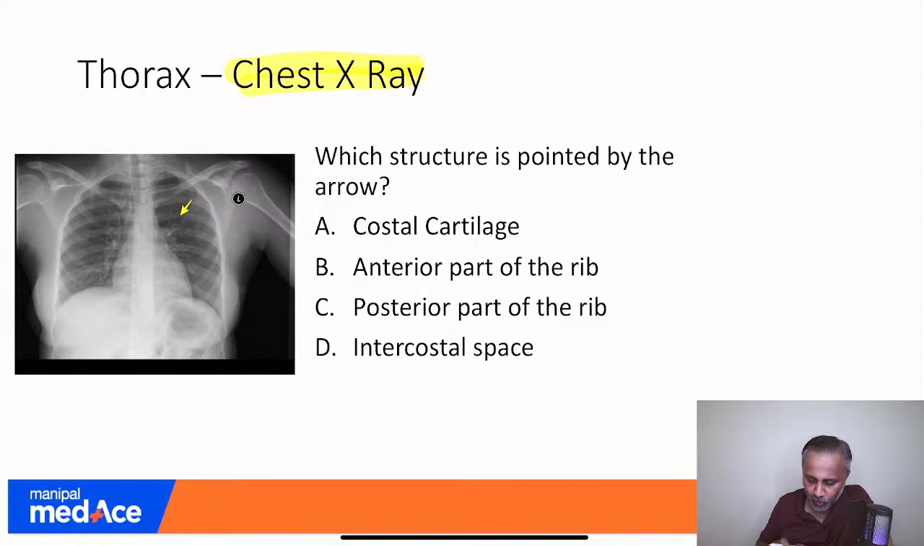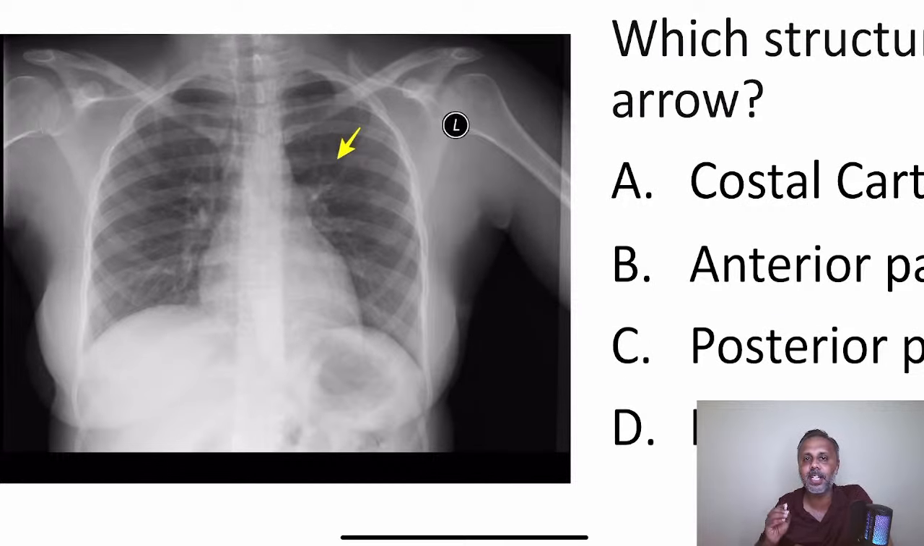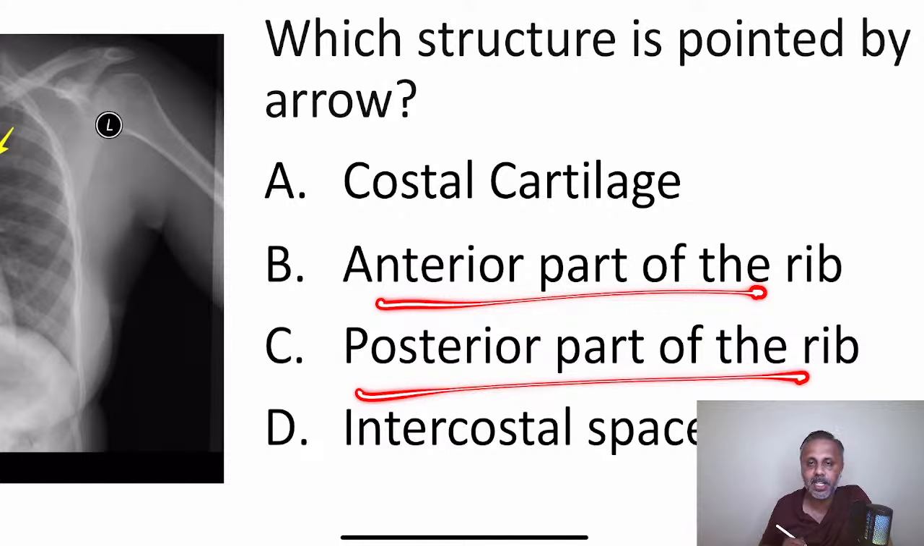So one question was from the plain X-ray of the chest. Now, which structure is pointed by the arrow? I have gone by what most of you have said was marked. So let's try to enlarge this and see what structure is marked. The structure marked appears to be a rib. So is rib an option? Yes. So anterior part of the rib and posterior part of the rib.